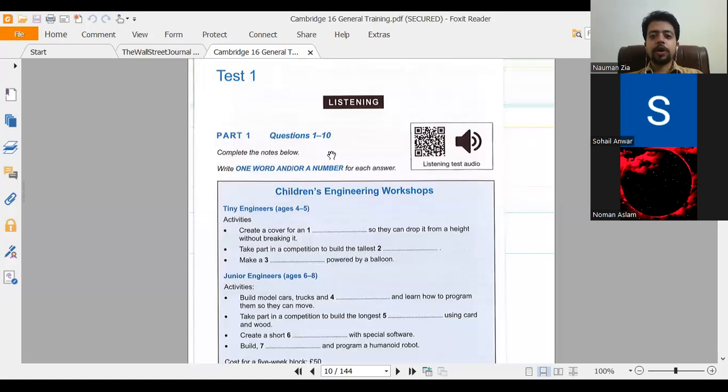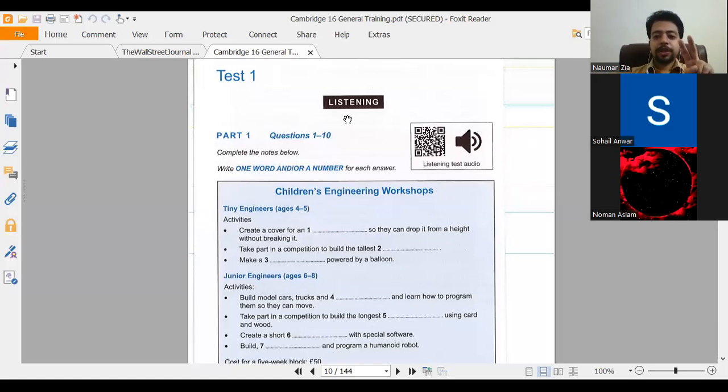Today we are going to talk about the listening module. Very, very basics about the listening module. First thing, if you are going to attempt IELTS academic or IELTS general, the listening module will be the same. Second thing, the total duration of your listening test is 30 minutes, right? Half an hour.